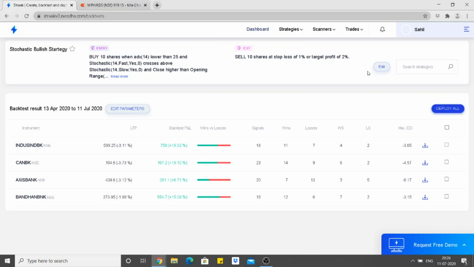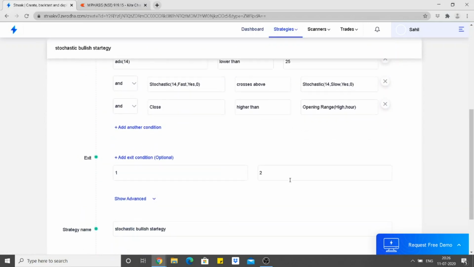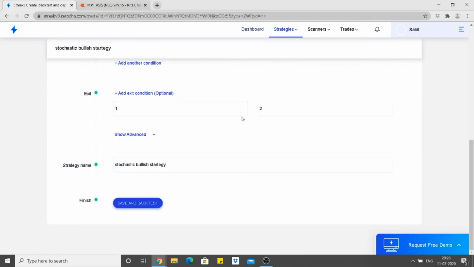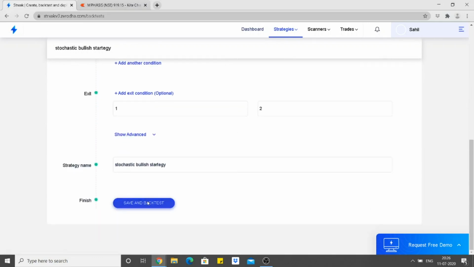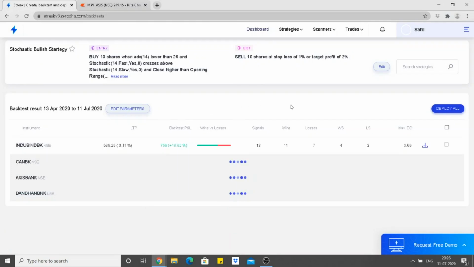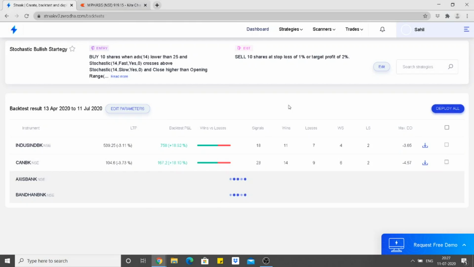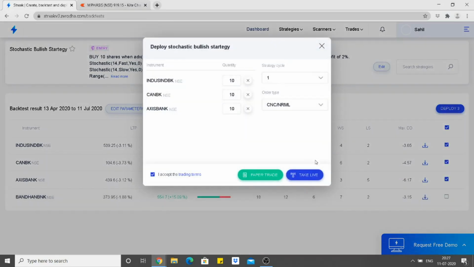Over here, after you have backtested, you have the option to still adjust and change all your conditions, your stop loss, your target profit, and you can run the backtest again. If you're satisfied with the strategy and you feel like you want to go ahead with it, you can simply choose this deploy all option and you can take the strategy live in the market.